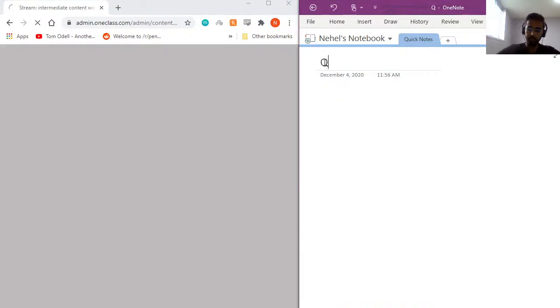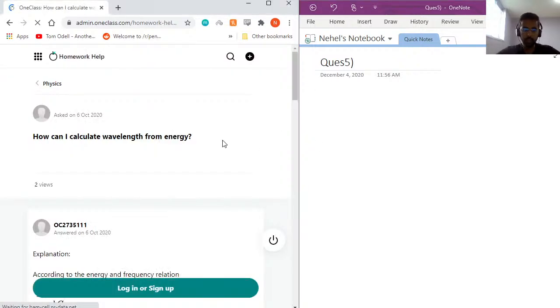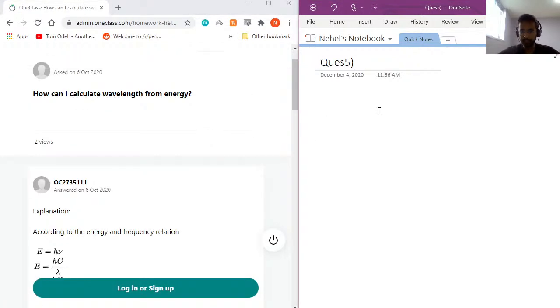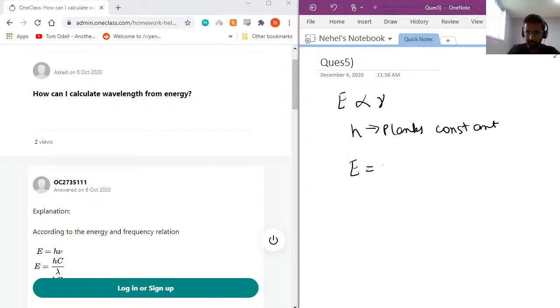Okay, on to the next question. Question number 5. How do I calculate the wavelength from energy? If we recall, we know that the energy of any particle is directly proportional to the frequency of the particle as well. I believe Planck was the one who discovered a constant which is named Planck's constant. It's denoted by the letter h, and it helps us equate the two. So energy is nothing but Planck's constant times frequency.